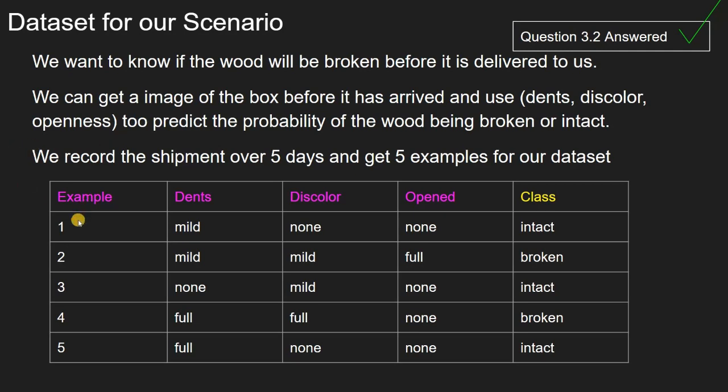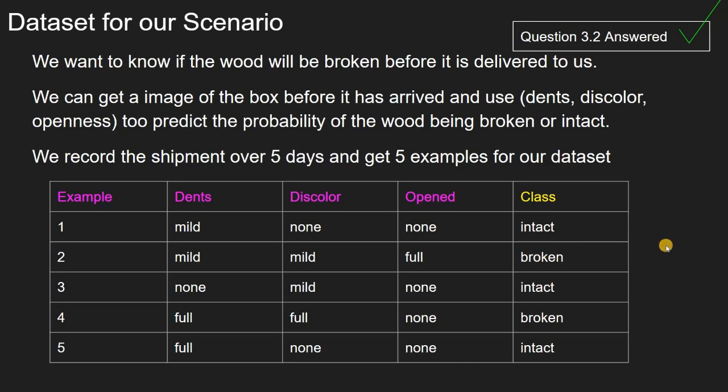Here in example 1, we got a package delivered to us that had a mild amount of dents, no discolor, and no openings, and we found that the wood inside the package was intact. For example 2, we found a box that had a mild amount of dents, mild discoloring, and it was fully opened, and we found that the wood was broken for that package. We did that over the course of 5 days and for 5 packages, and that makes our data set. And this should answer question 3.2.